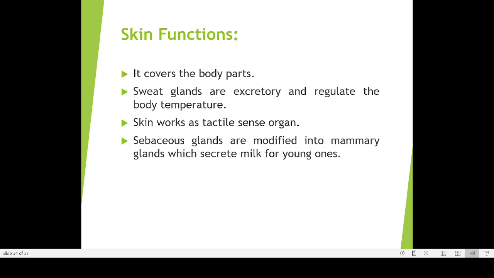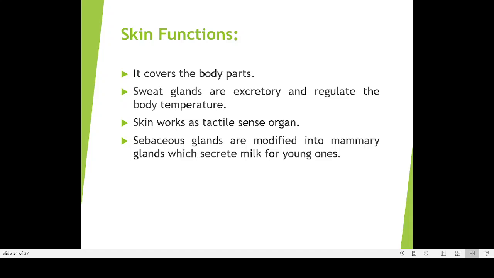The next function of the skin is that there are different types of layers and different types of glands, such as sweat glands. They help in the excretion of salt, and they also help in the regulation of your body temperature. So that is another function of the skin.